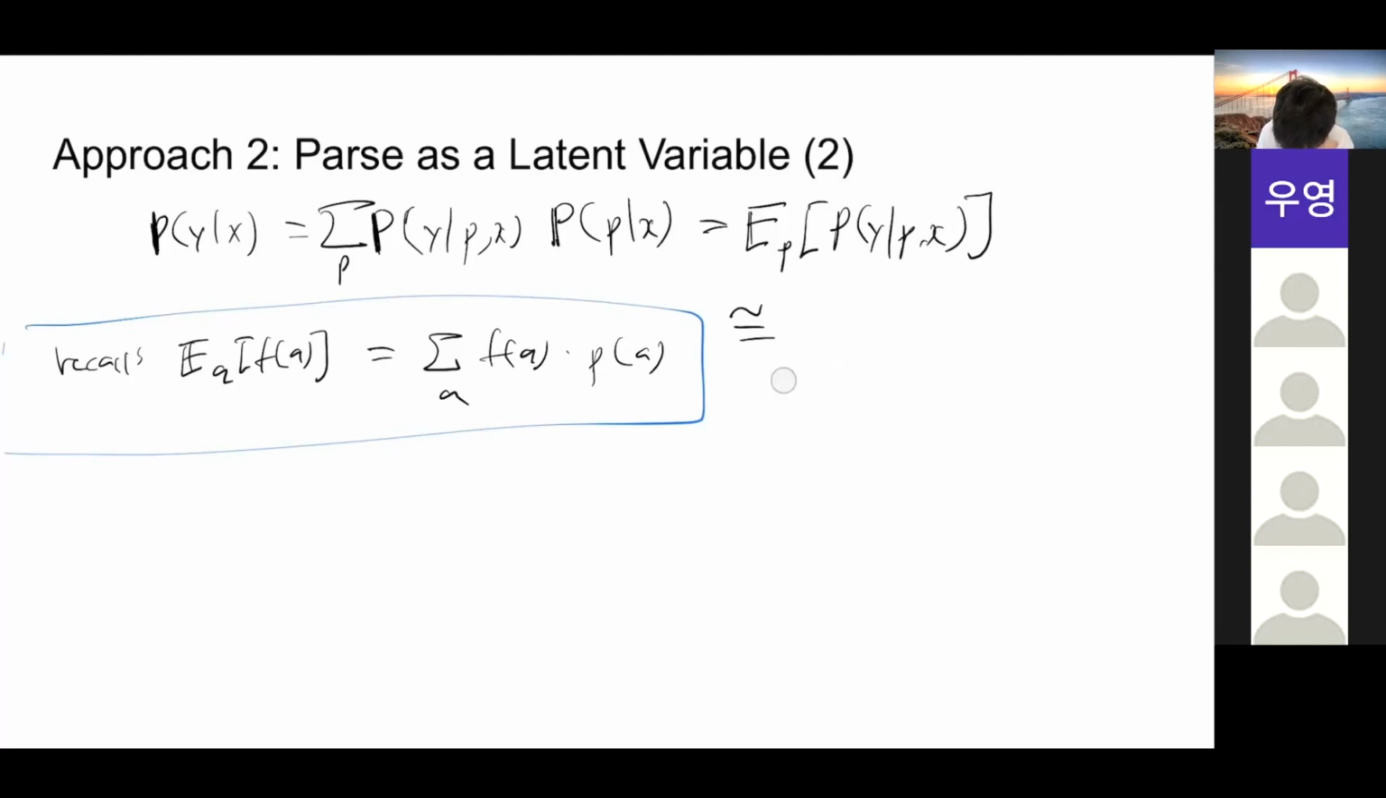So probably it's not the best way to write. Just a second. What I was trying to say is you sample P, and basically just consider your samples as your entire distribution, and then you will not have any bias. That's really the good thing about this formulation, because you're making this an expectation of P of y given P and x.